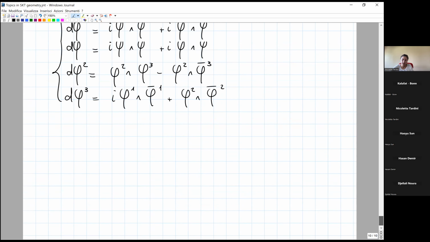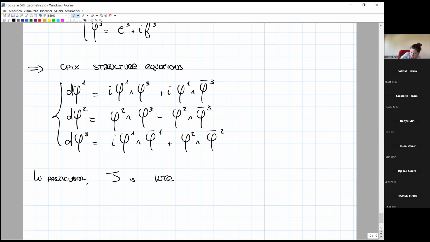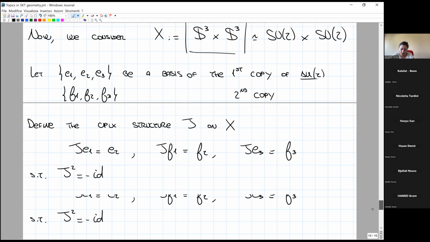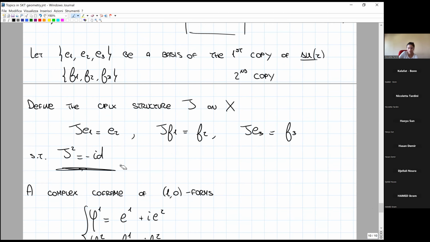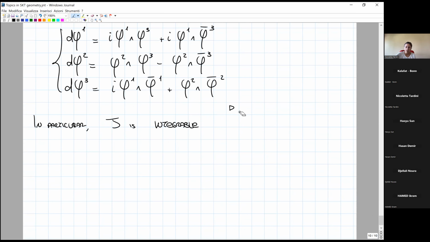You can check this also using the Nijenhuis tensor, but you can also use this structure equation to understand that J is integrable. Above, I just imposed the fact that J squared is minus identity. A priori, you don't know whether J in fact defines a complex structure, but you can check it from here because when you compute the differential, there are no extra terms of type 0-2. If you don't have extra terms of type 0-2, it is an equivalent integrability condition.